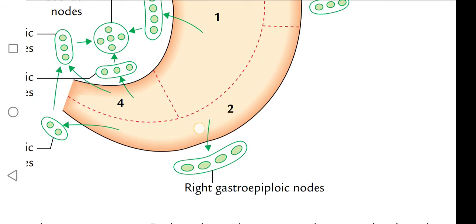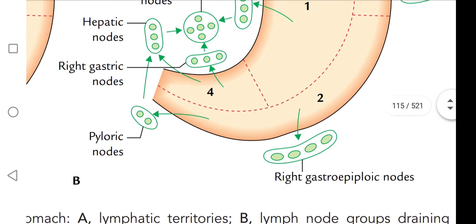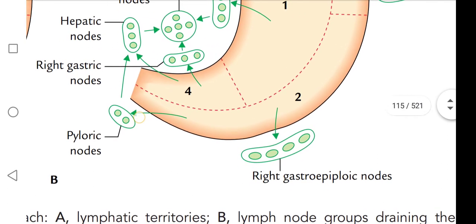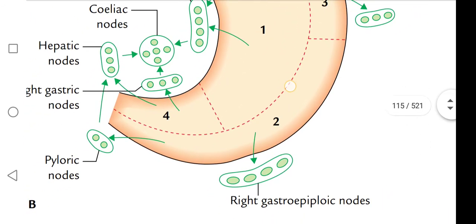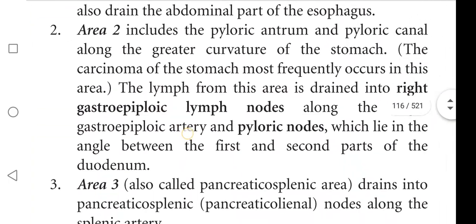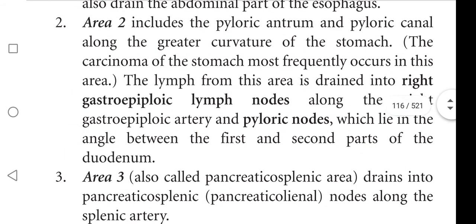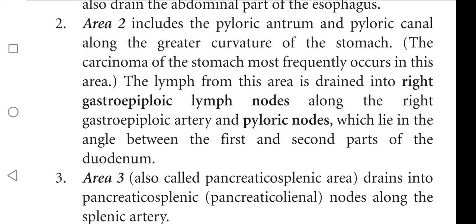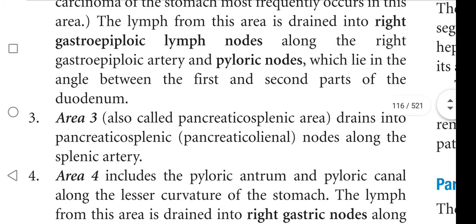This is area 2, and the lymph from this area is drained into the right gastroepiploic nodes and also into the pyloric nodes, which lie in the angle between the first and second parts of the duodenum.